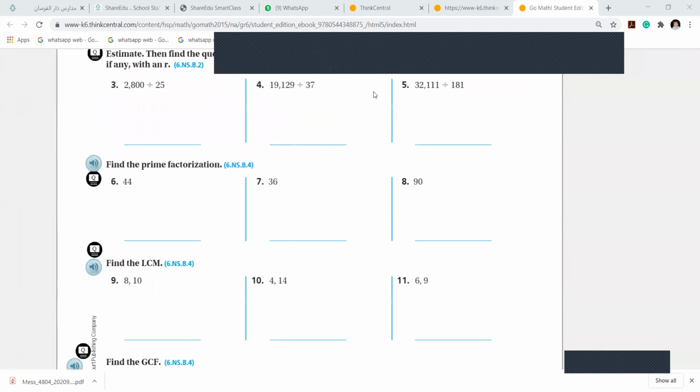So this is what you have to do. If you practice these kinds of questions enough, girls, because these kinds of questions I will be asking in multiple choice. For example, I will give you 2,800 divided by 25, and I'll give you 4 options. You need to solve it and choose the correct answer. Okay? Now next.